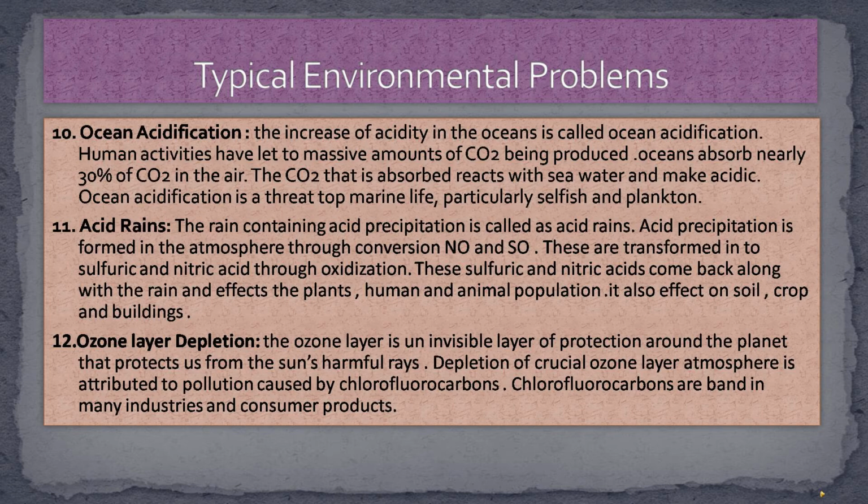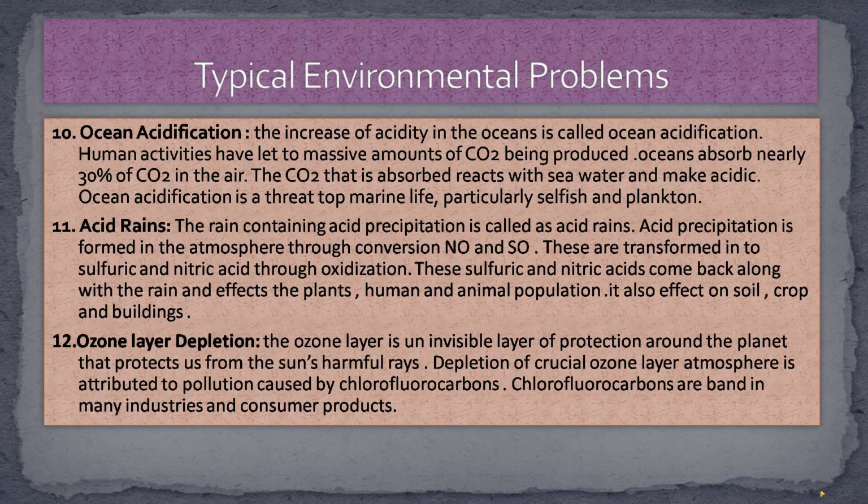Acid precipitation is formed in the atmosphere through conversion of NO and SO2. These are transformed into sulfuric and nitric acid through oxidation. The sulfuric and nitric acid come back along with the rain and affect the plants, humans and animal population, and it also affects soil, crops, buildings and some of the statues also.